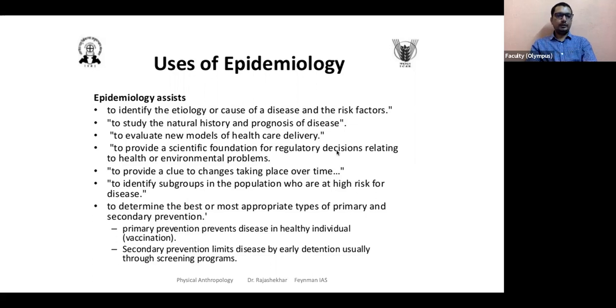I was already telling you this: to identify the etiology or cause of a disease and the risk factors. We are always interested, especially in the diseases which we didn't know. COVID-19 is new, just a year-old story, which shook the whole world. Over 215 countries had cases. In such a case, we are curious to ask these questions: what is the cause? Where did this disease actually come from?